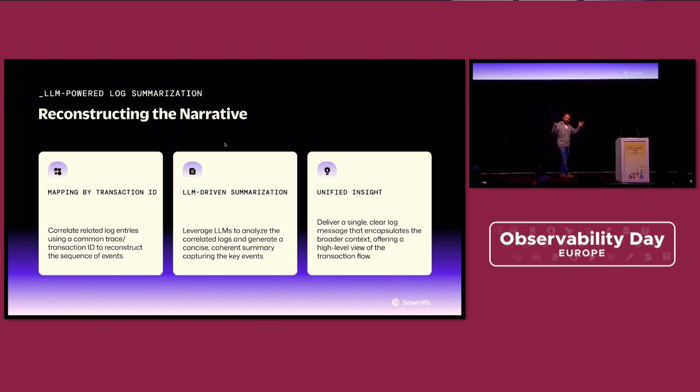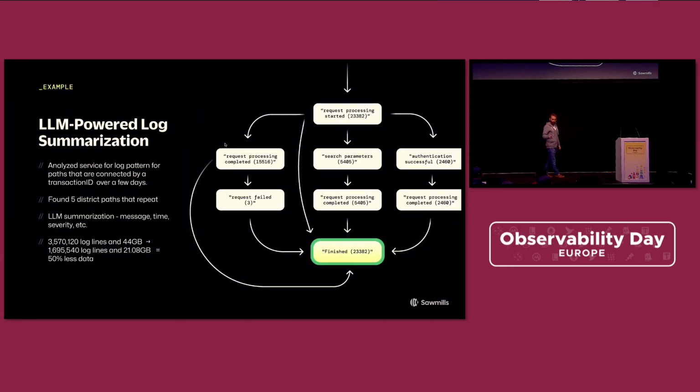High level, and I'll dive into the details, the solution is mapping the connection between log lines with a trace ID or a transaction ID. In most cases, you will find something that connects the log lines. So you find these connections, and once you find the complete connection of a transaction or a trace ID, you can summarize what happened across the transaction and represent a unified message that actually tells the story. So let me show you an example.